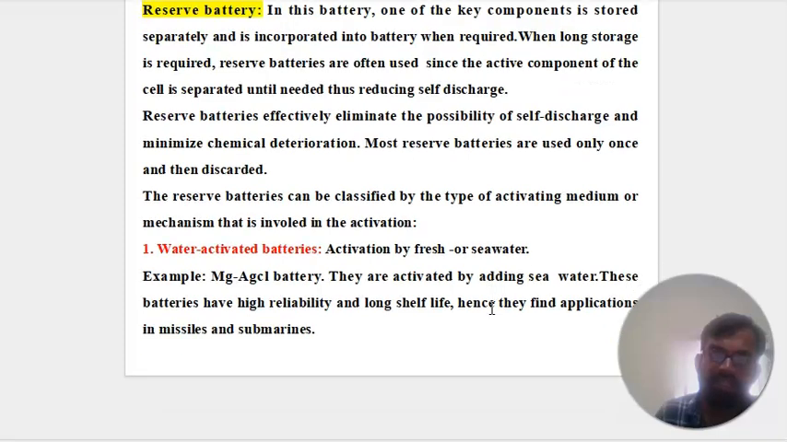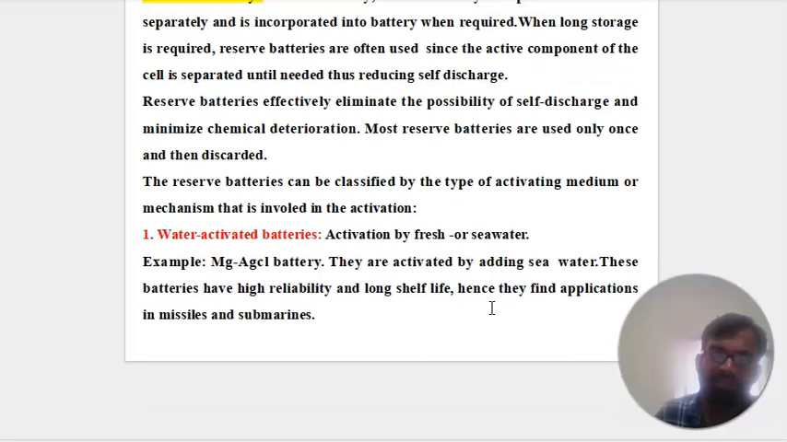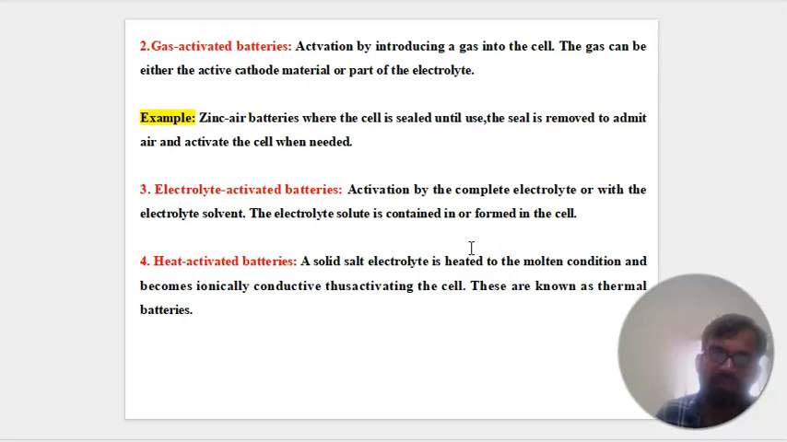Then you can see here gas activated batteries. Activation by introducing a gas into the cell. The gas can be either the active cathode material or part of the electrode. Example, zinc air batteries, where the cell is sealed till use, the seal is removed to admit air and activate the cell when needed.